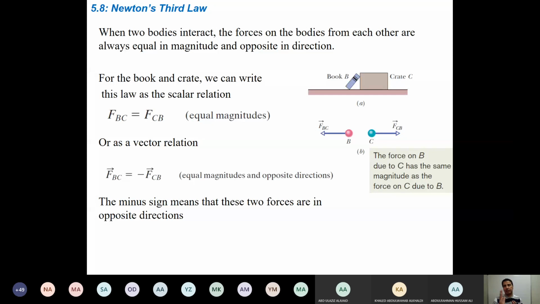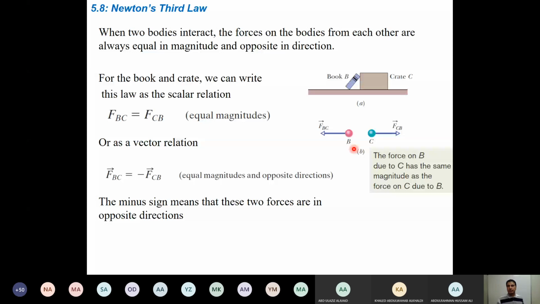So both of them are applying a force on each other. The book is applying a force on the crate, and the crate is in return applying a force on the book. So there is a little bit of concept about the notation. Let me introduce the notations. Once we get along with these notations and understand them, I think it will be a lot easier for us.